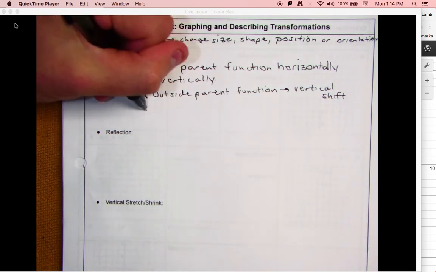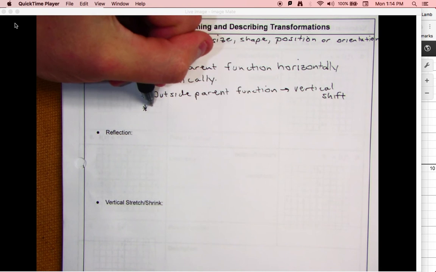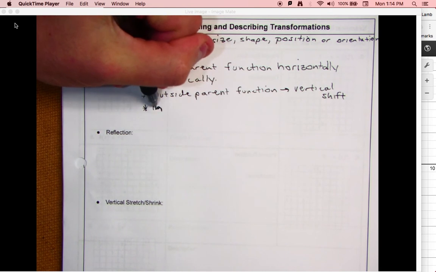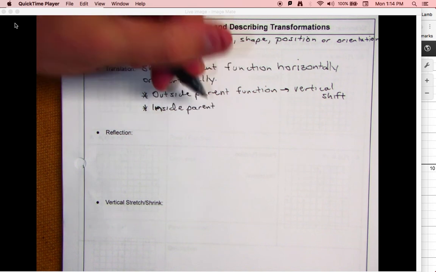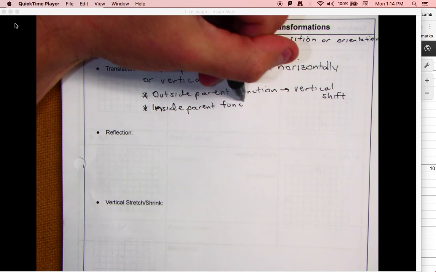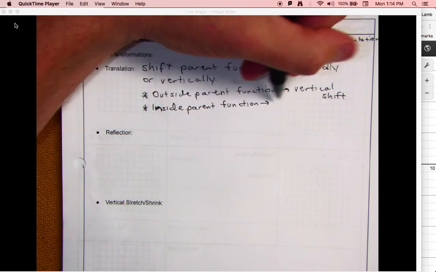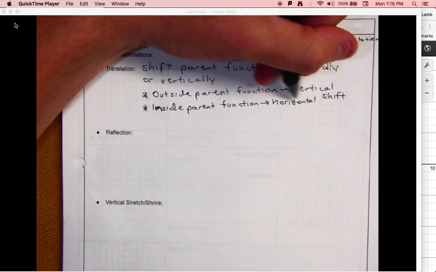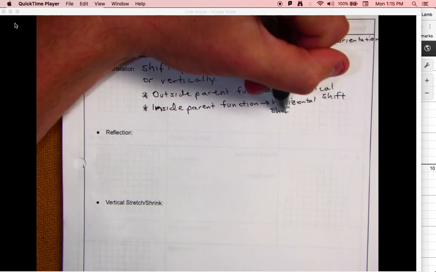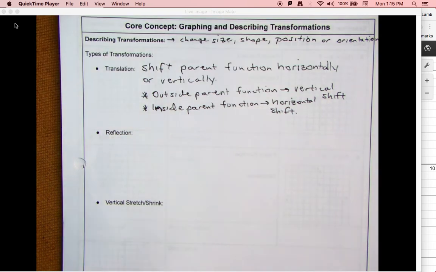And the next thing I want to put in here, if it is inside the parent function, that's going to be a horizontal shift. I'm not sure if we'll look at that today, but I just want to put that in your head, and as we move forward, we'll get into the details of that. So basically, translation moves it up, down, left, and right, horizontally, vertically.